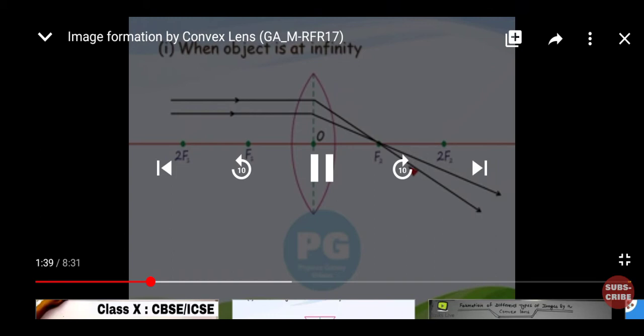So here the two refracted rays meet at f2. So we say the image is formed at f2. Since the two refracted rays actually meet at this point, we say the image formed is a real image, and the size of the image is highly diminished. Or we can say the image is point-sized.